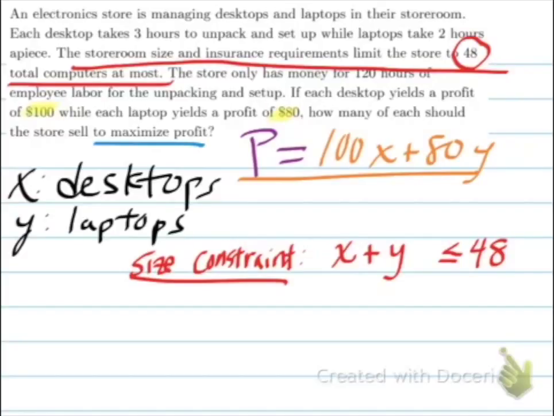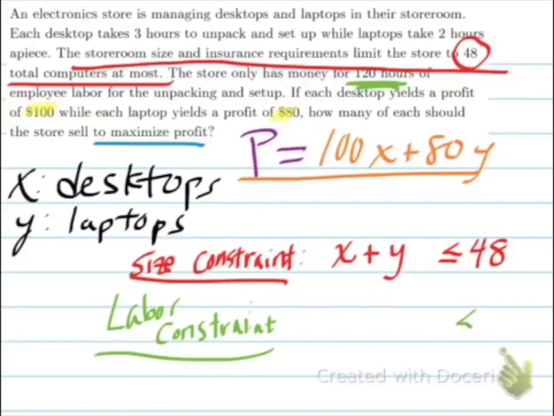Our other restraint is how much person power we have to actually work and have these things ready for sale. So we have 120 hours of employee labor. So that's our cap, right? So our labor constraint: we can use less than that if possible, but at most 120 hours of wages to pay out. Each item uses a different amount of time to set up. So 120 hours. How are we going to allocate that?